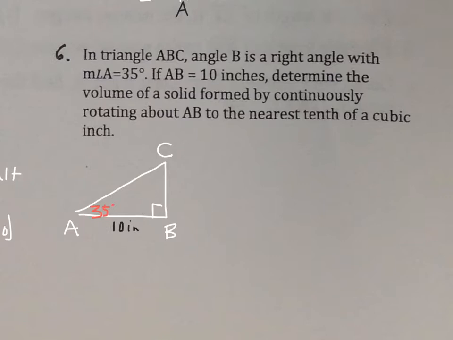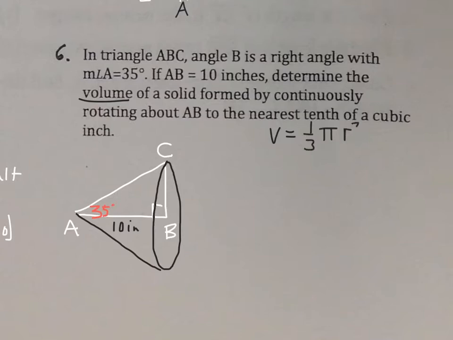And they want me to find the volume of a solid formed by continuously rotating the triangle about AB. So I have to picture that in my mind, and I'll kind of write a sketch of it. So they want me to spin this triangle around AB over and over and over again. And if I did that, it would actually make a three-dimensional shape, a cone. All right, so now I'm in good shape. I've got my picture drawn, and I'm after the volume, so I need all of these ingredients, the R and the H, to figure out the volume.